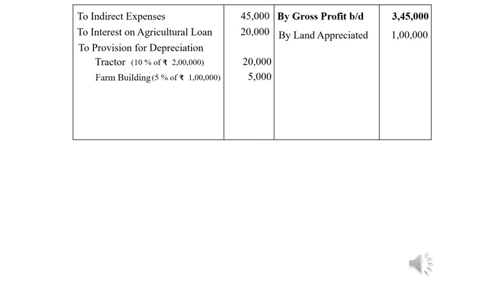Land appreciated 5 lakhs. By means something, to means something. You have to observe and understand how much you have to write. By is different, to is different.